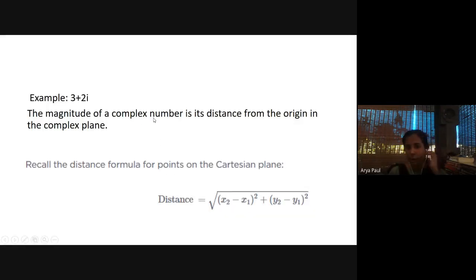The magnitude of a complex number is its distance from the origin in the complex plane. How can you calculate the distance between 2 points in the Cartesian plane? Suppose one point is x1, y1 and the other point is x2, y2. The distance between those 2 points will be the square root of (x2 minus x1) the whole square plus (y2 minus y1) the whole square. That will give you the distance between those 2 points.